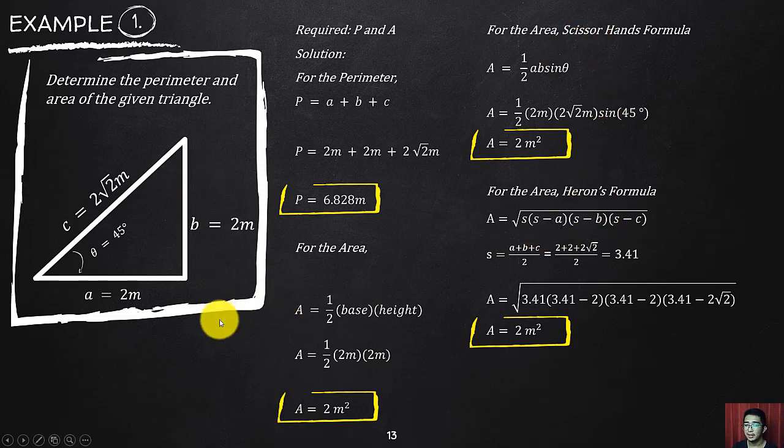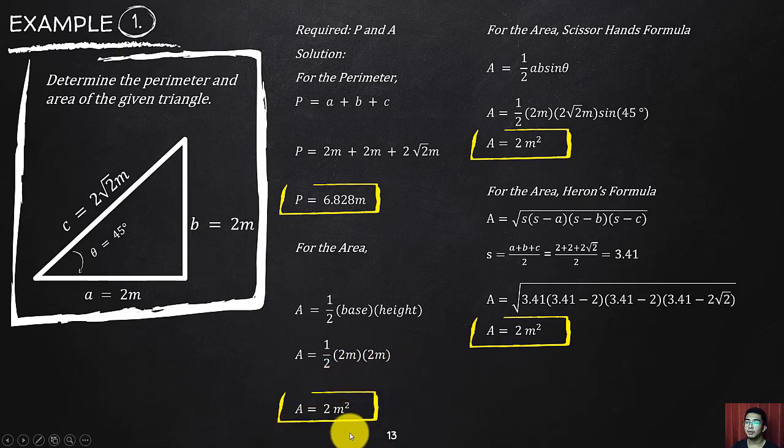Okay, so for 1/2 base height, of course, your base, most of the time, is the horizontal side or leg of the triangle. Let's say that is 2 meters, and the height you're going to multiply here for the area must be a perpendicular height or the altitude. Since this is a right triangle, B is perpendicular to A, a horizontal and a vertical line. So our base is 2, our height is 2, therefore our area is 2 square meters, or 1/2 times 2 times 2. This is already the area.